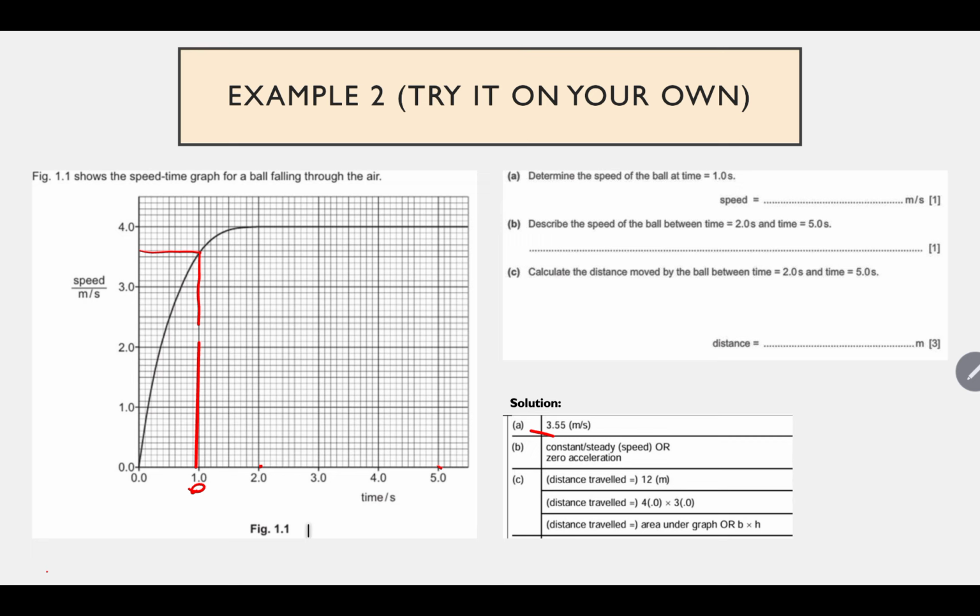Now, for the third part, calculate the distance. Distance in a speed-time graph. Immediately, if I see distance in a speed-time graph, then I need to get the area under the graph between 2 and 5 seconds. That's a rectangle right there. So I'm just going to do base times height. And that's going to be 3 times 4, which is going to give me 12.